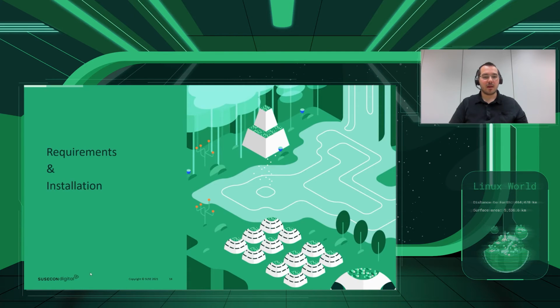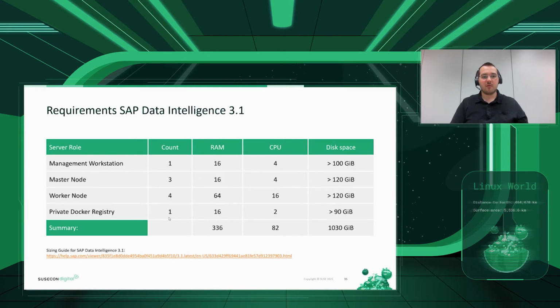Thank you, Ulrich. Now let's talk about the requirements and the installation part. If you want to install SubData Intelligence 3.1, you will need a couple of instances or servers. First off, we recommend using a management workstation, 3 master nodes, and 4 Kubernetes nodes, as well as a private Docker registry. This is just for a minimum sizing. If you want a detailed sizing guide, check out the link below.